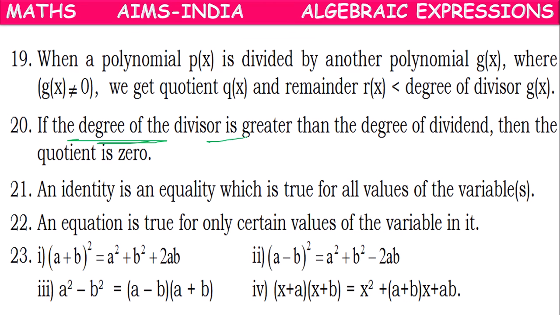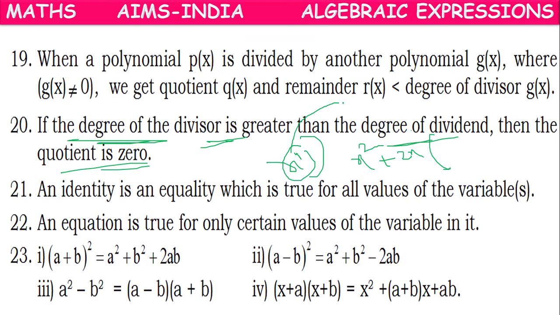If the degree of the divisor is greater than the degree of the dividend, then the quotient is 0. If the divisor has degree x to the power of 4 and the dividend is x square plus 2x, as the degree of the divisor is more than the dividend, it cannot divide it. So the quotient will become 0 and the remainder will become the dividend.